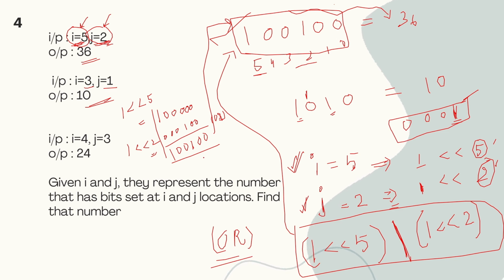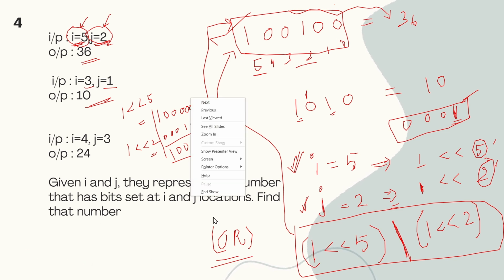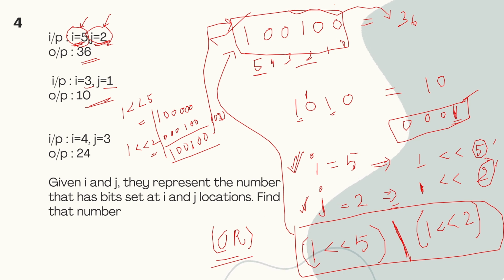Okay, so the idea is very simple. You need to do one left shift 5 times, and you need to do one left shift 2 times. That means for any example, you are going to do the same? No, you are going to do one left shift i times, because for i you need to check, and in a similar fashion you are going to do one left shift j times. That's it. You got your answer. You are going to apply an OR operator. This is your answer for this question.